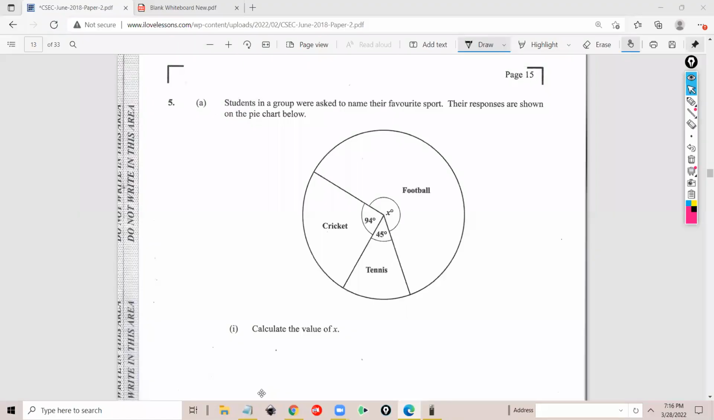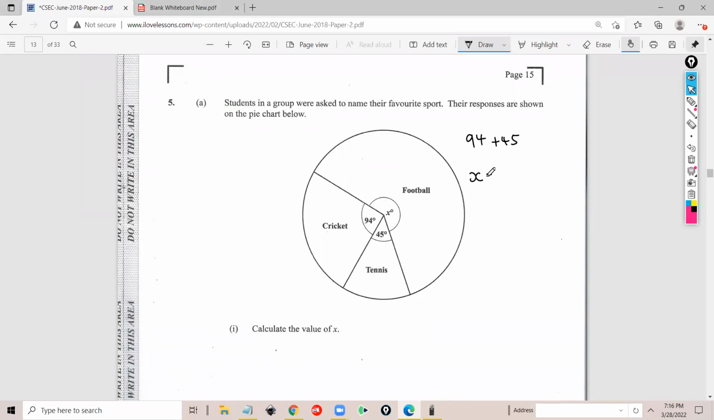All right, so a circle is 360 degrees, right? So when you add up all the angles in a circle, you're going to get 360. So if you have 94 and 45, to find x, we just have to add up 94 and 45, and whatever you get, you minus it from 360, right?